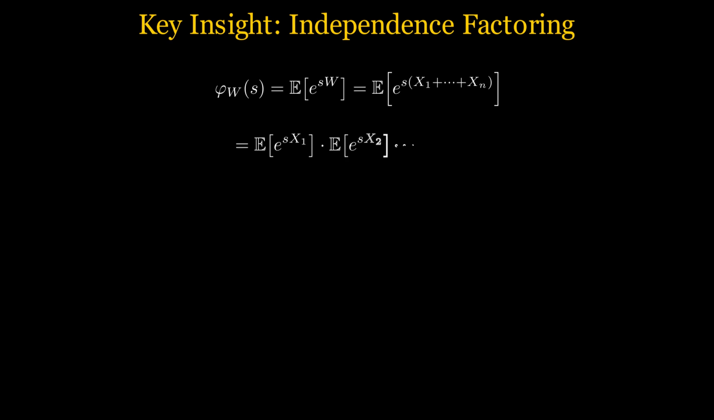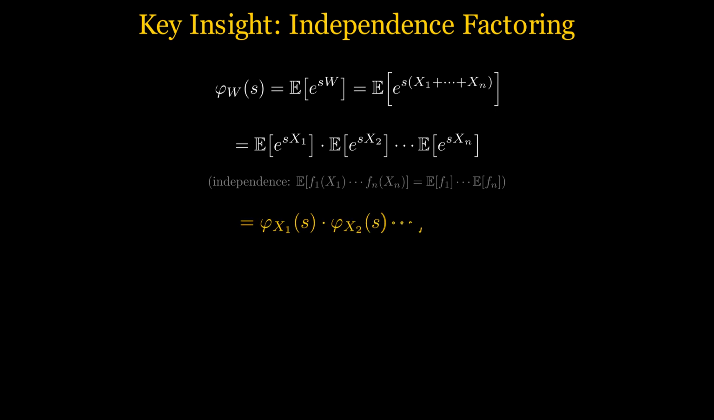The key insight is the multiplicative property of moment-generating functions. The MGF of w is the expected value of e to the sw. Substituting w as the sum of the xi gives the expected value of e to sx1 times e to sx2, all the way to e to sxn. Because the xi are independent, the expectation of a product equals the product of the expectations. So the MGF of w is simply the product of the individual MGFs, phi x1 times phi x2 times up to phi xn. This is the entire logic of the proof.